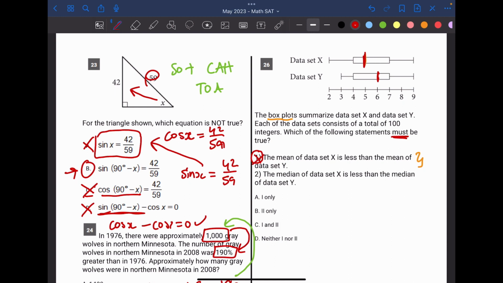For 2, it says that the median of data set X is less than the median of data set Y. So is this median less than this? Yes, because this is about 5 and this is about 6. Is 5 less than 6? Yes. So statement 2 is correct. That means it has to be 2 only. So the answer is B.